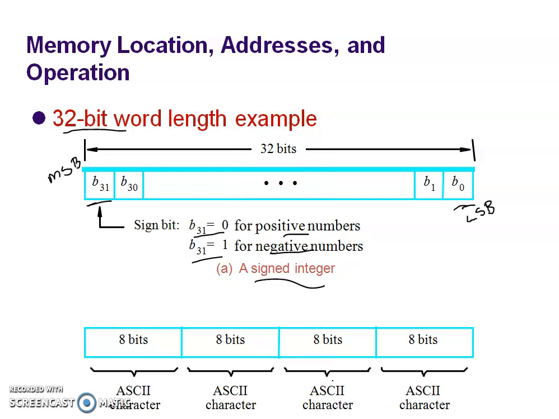And then in case of characters, any ASCII character will take 8 bits. So a 32-bit word which stores characters is allowed to store 4 characters, where one character has 8 bits.